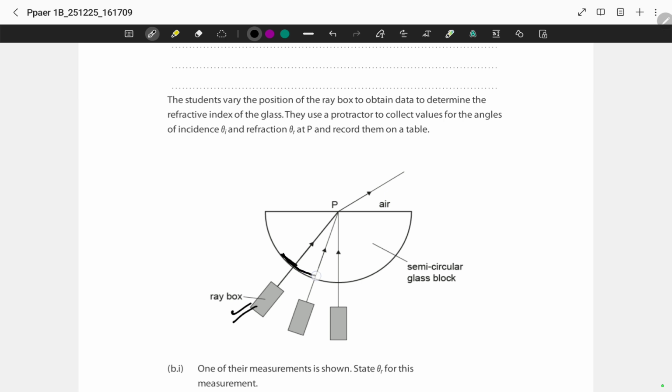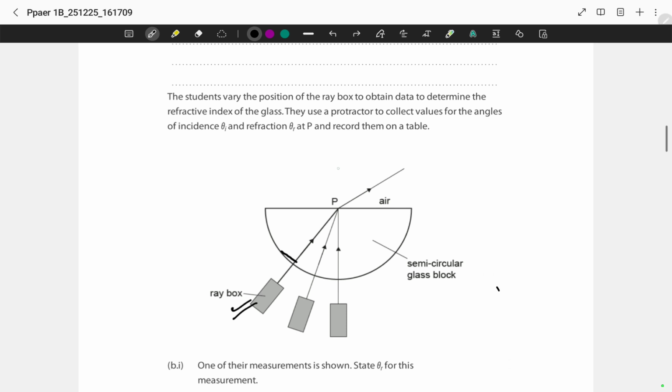This is the curved side of the block. It is entering from this side, as we can see in the diagram. The light passes through the block and leaves refracted at P. So at P, the refraction is taking place and light leaves the block.